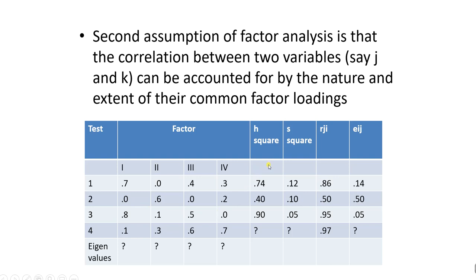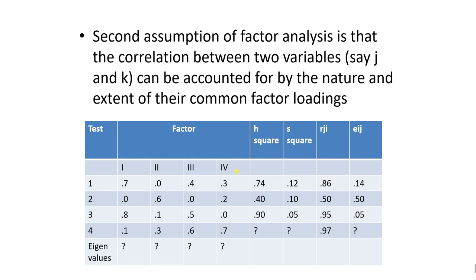So what is H square or the communality? Let us define. It is the sum of squared factor loadings: 0.7 square plus 0 square plus 0.4 square plus 0.3 square. It is the sum of squared factor loadings of a given variable, say variable 1, across factors 1, 2, 3 and 4.